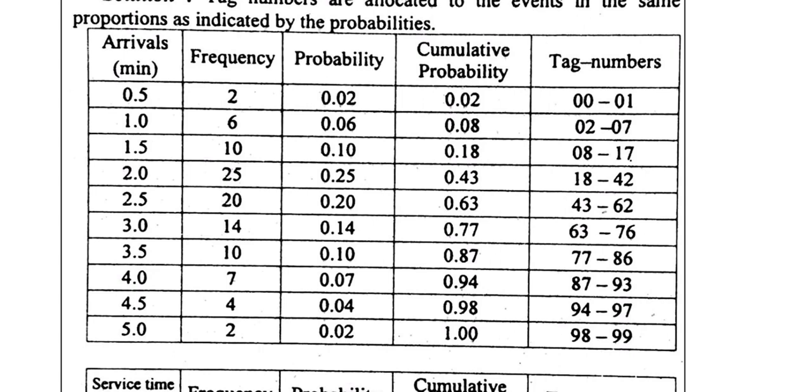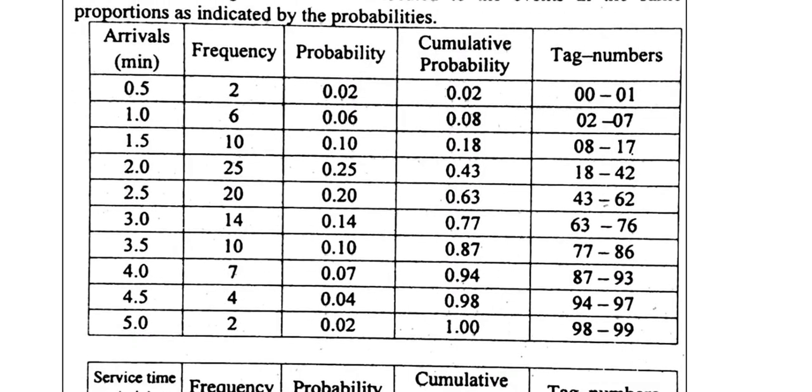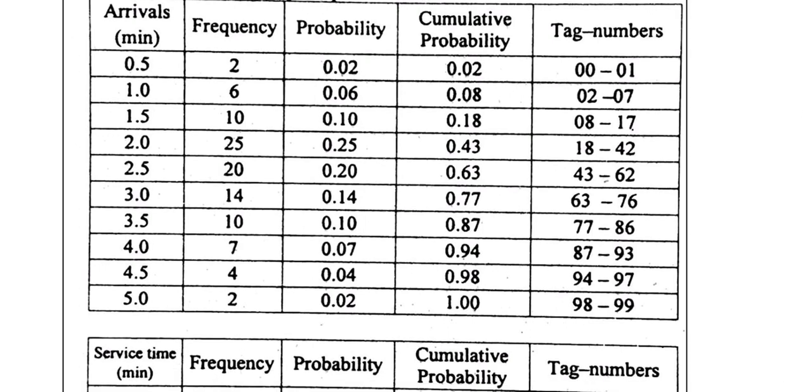The frequency is also given, and how will you find the probability? Probability we find as 2 by 100. So we get 0.02, then 6 by 100, 0.06, and like that we can find all the values. The cumulative probability is 0.02. Next, 0.06, if we add we will get 0.08, and 0.08 added with 0.10 gives 0.18. 0.25 added gives 0.43. 0.20 added gives 0.63, and so on. We can find the cumulative probability by adding the probability of each value.